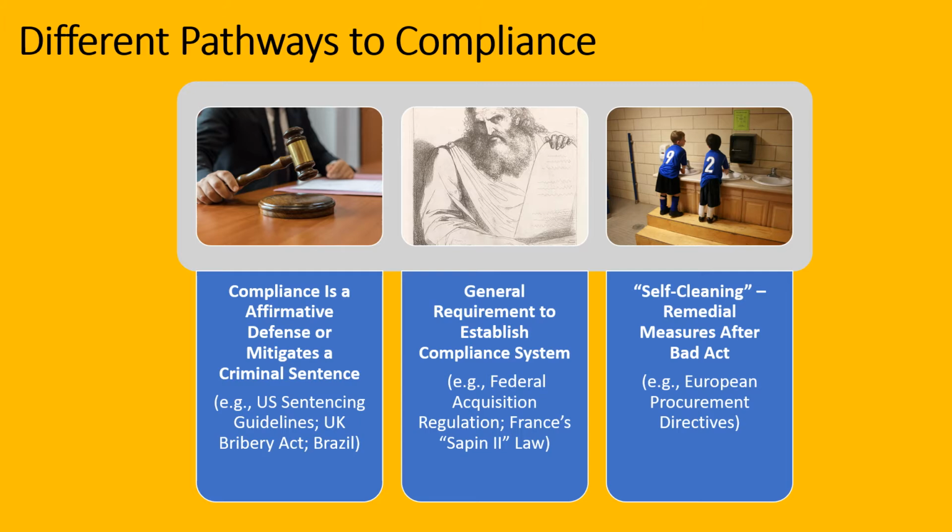Another possible way to get to compliance is through self-cleaning. These are remedial measures after a bad act. So some systems require contractors or vendors to set up compliance systems, compliance measures, remedial measures, if they're to be allowed back into public markets after they've committed some sort of bad act or their employees have committed some sort of misconduct, such as a bribe. And that self-cleaning is another way to come to compliance.